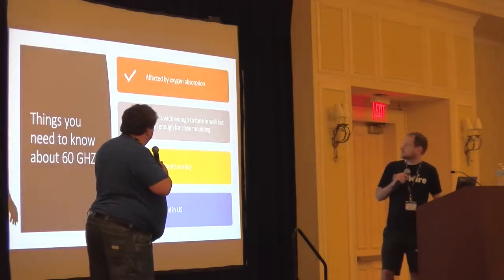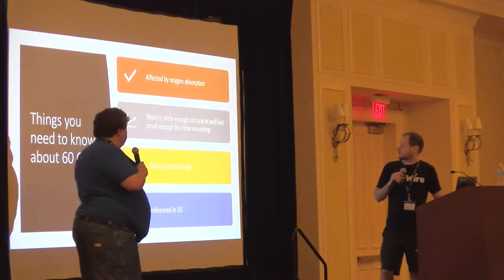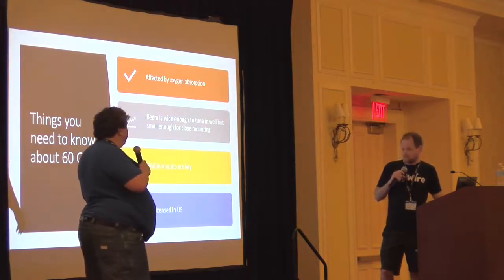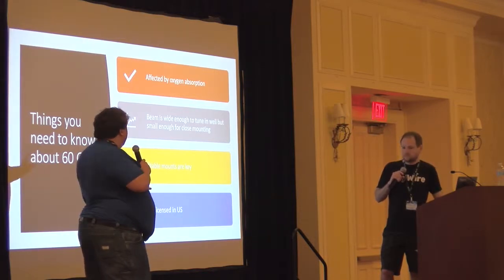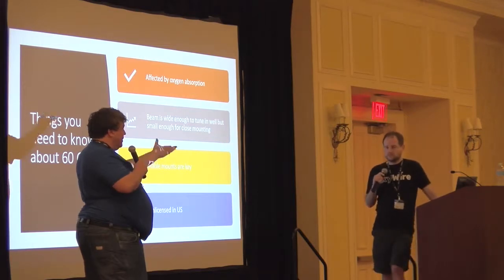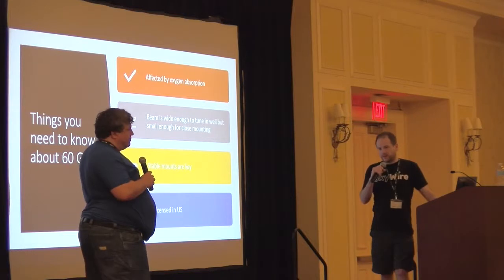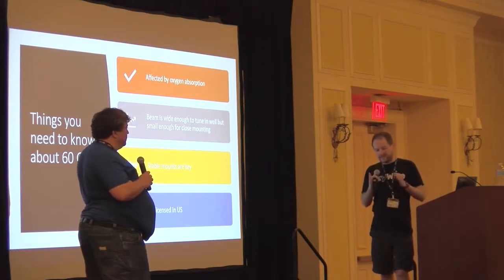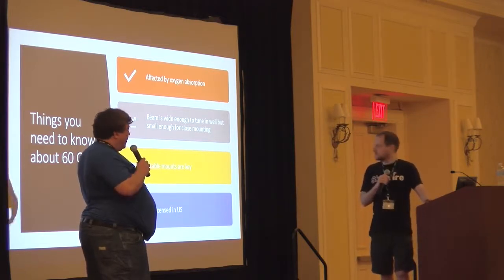So, things we need to know about 60 gig. It's affected by oxygen absorption. If you've ever aligned an 80 gig or even a microwave link, 60 gig's beam is still wide enough to tune in a little easier. Maybe you guys can talk about what you've seen. Yeah, it is pretty easy to tune. It seems to be about half a foot beam width, and there's a sweet spot in there you can find sometimes. We've got a picture later.